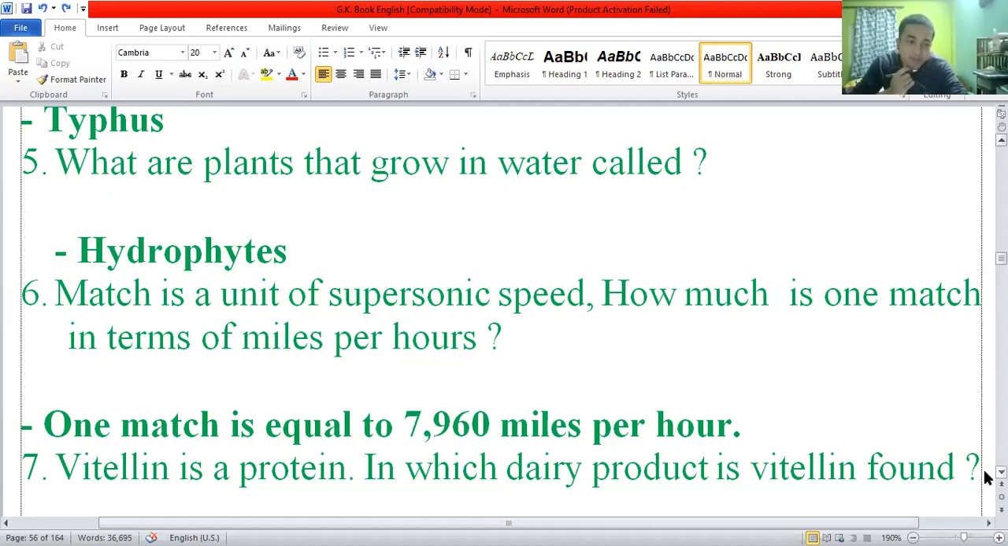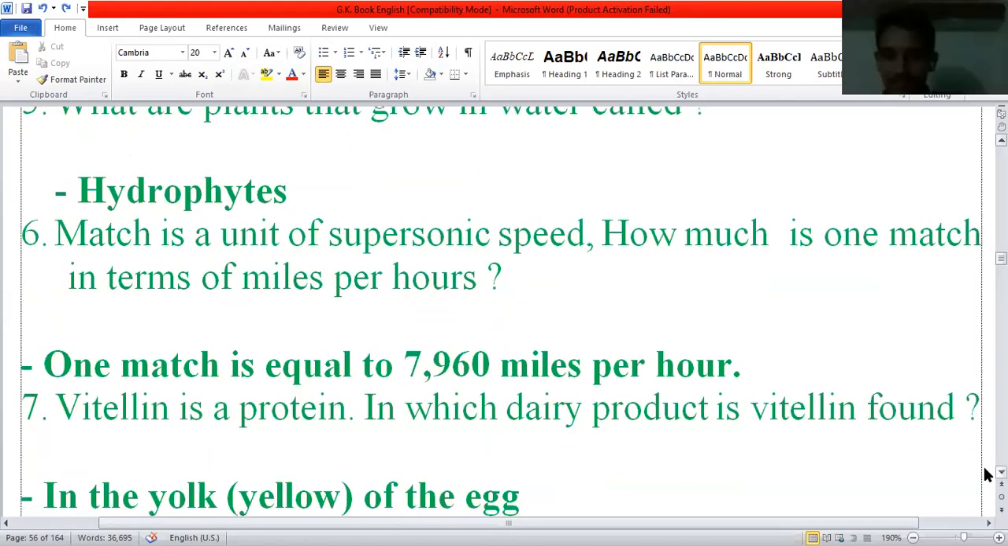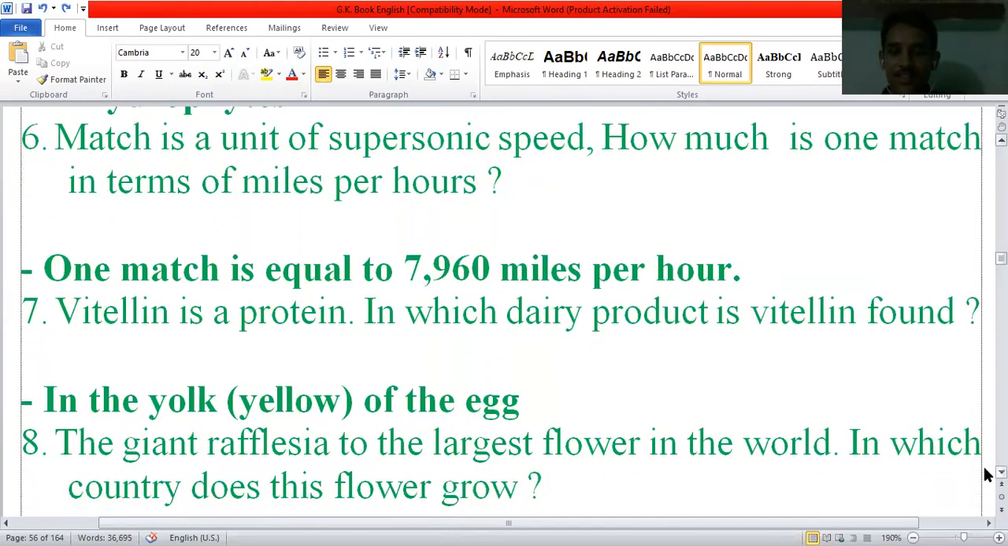No idea. Milk. Milk. Milk. The answer to this question is in the yolk, the yellow part of the egg.